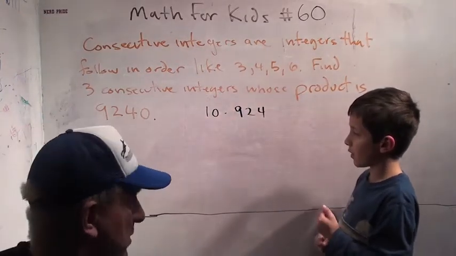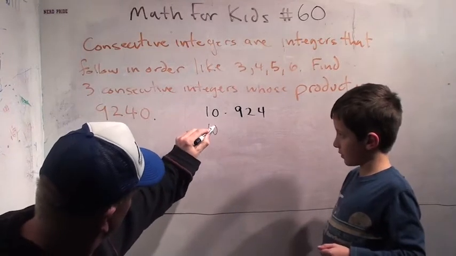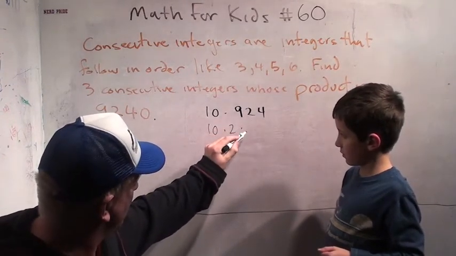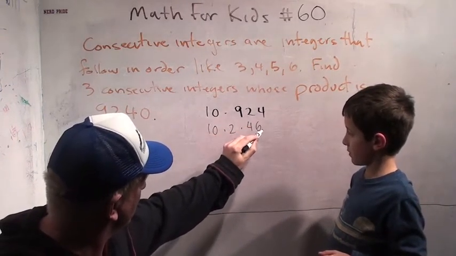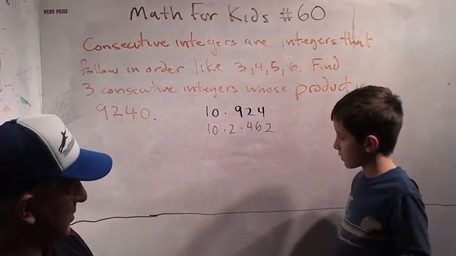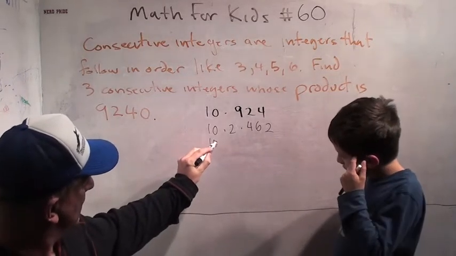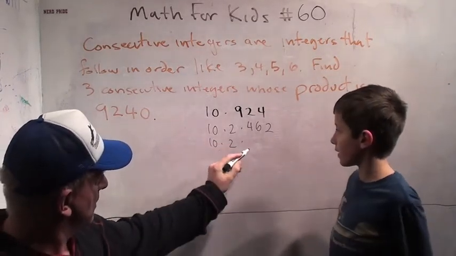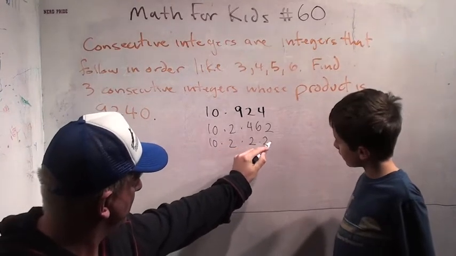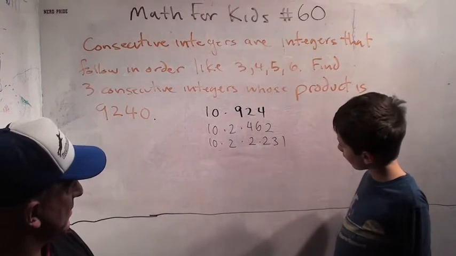Okay, that's good. 924 is 2 times 462. So 10 times 2 times 462. Okay, that's good to know. 462 is 2 times 231. Okay, that's awesome. Good factoring so far.